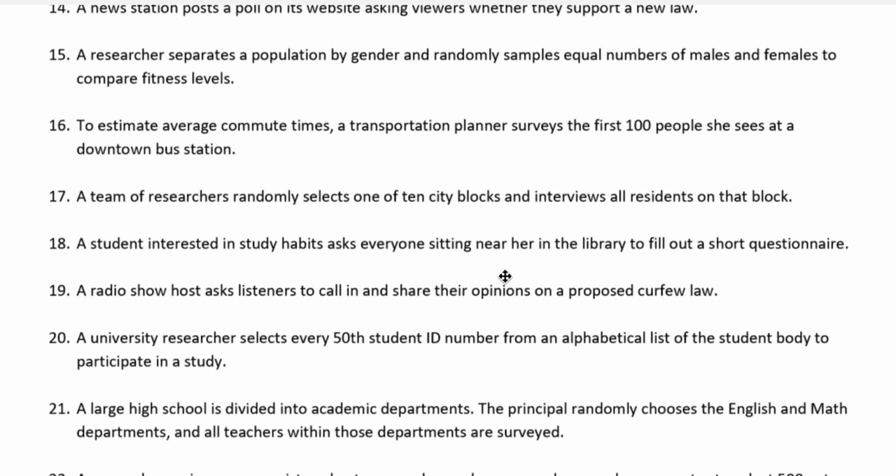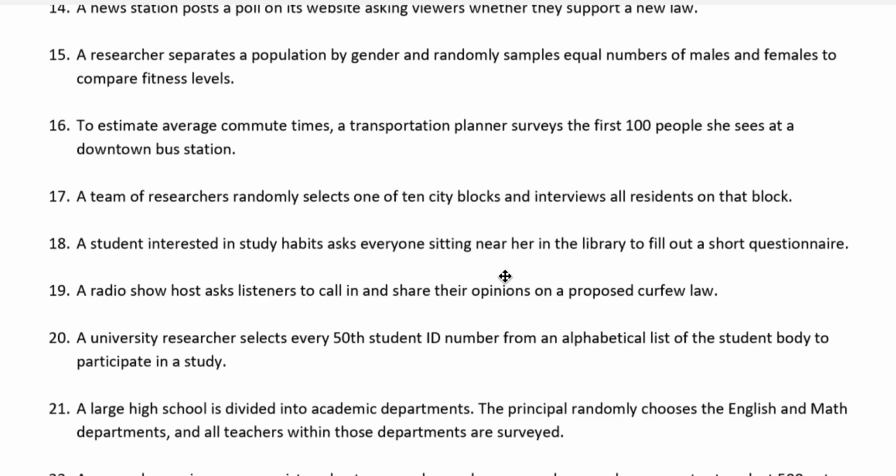17. A team of researchers randomly selects one of 10 city blocks and interviews all residents on that block. This will be a cluster sample because the researchers randomly select one of 10 city blocks, and we can assume that the city blocks are similar to each other. So it doesn't matter which one she picks. I mean, I keep saying she, but it's a group of people.